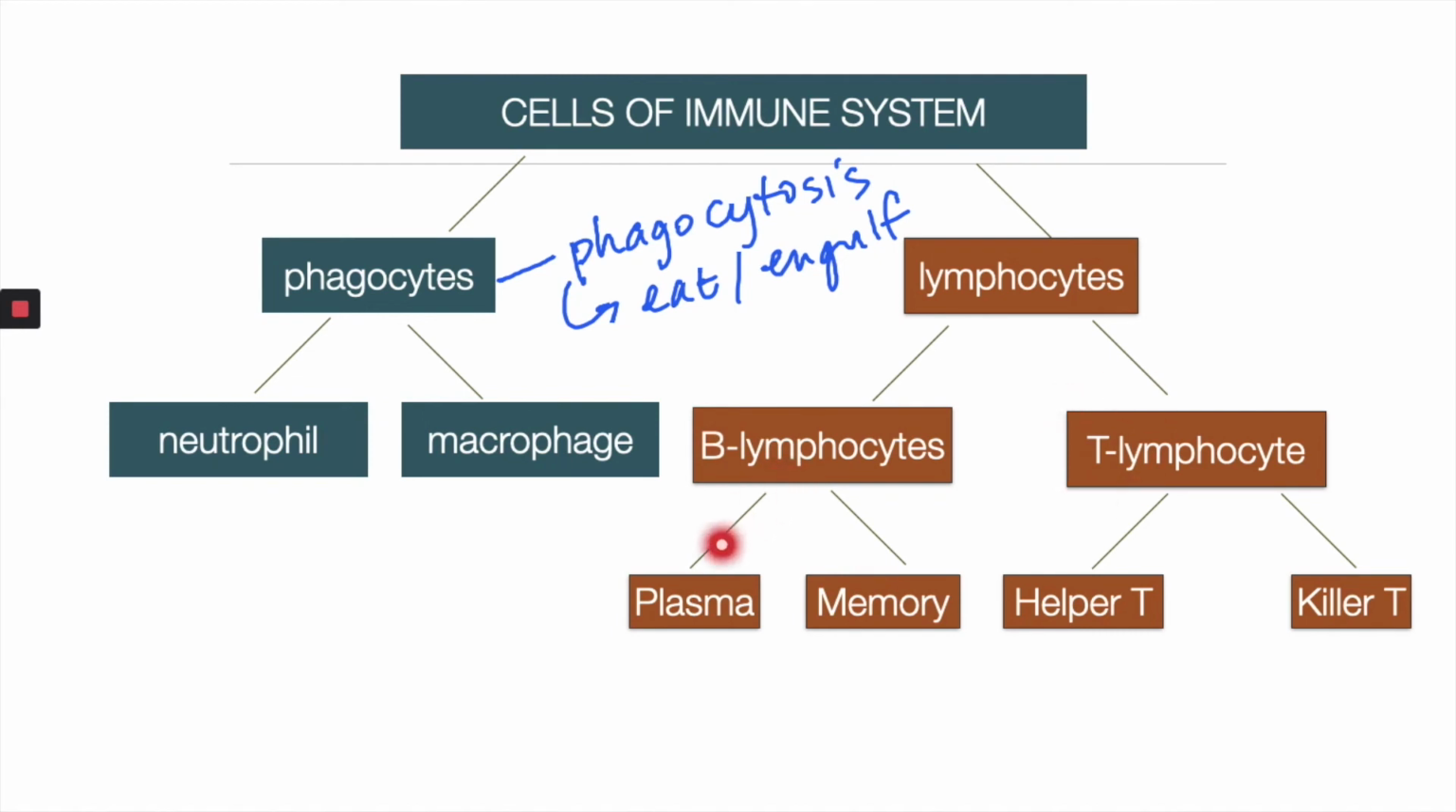This B lymphocyte would later on differentiate into plasma cells, which, as mentioned in the previous slide, are for antibody production, and memory cells. T lymphocytes, however, are for helper T cells and killer T cells. You might have seen this one in the previous chapter under the subtopic AIDS.